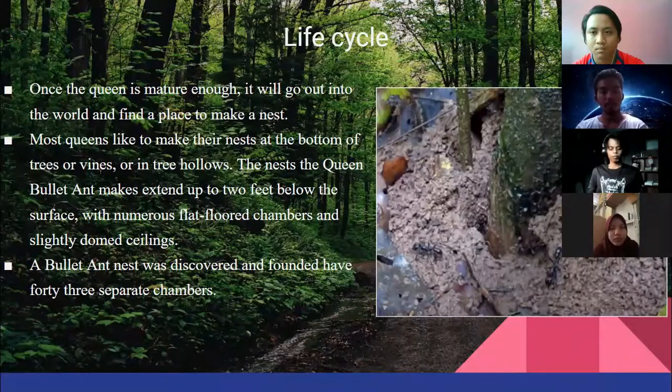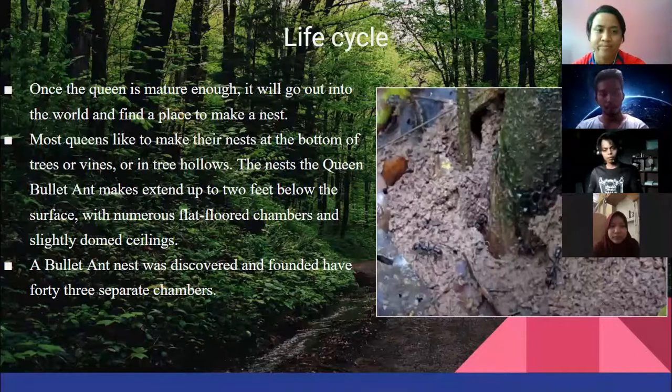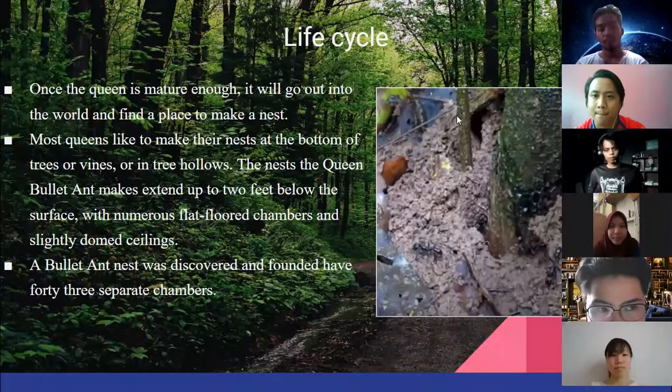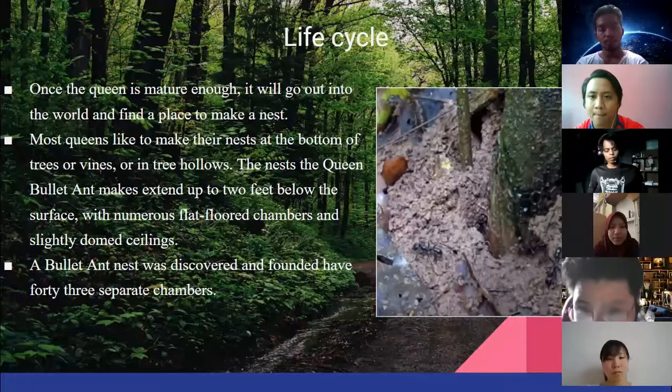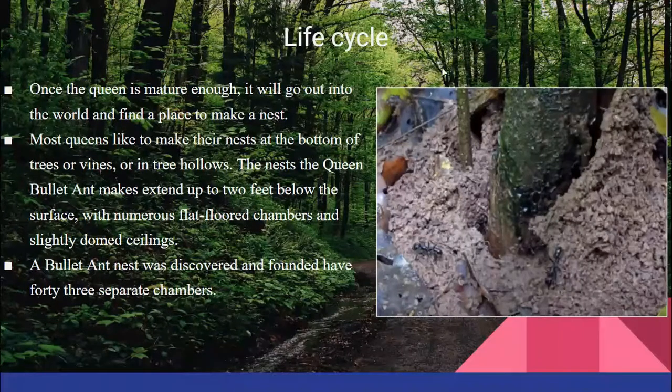The nest of the queen can extend up to 2 feet below the surface, with numerous flat-floored chambers and a slightly domed ceiling. A bullet ant nest was discovered to have 43 separate chambers. As you can see in the picture, that is a bullet ant nest under a tree.